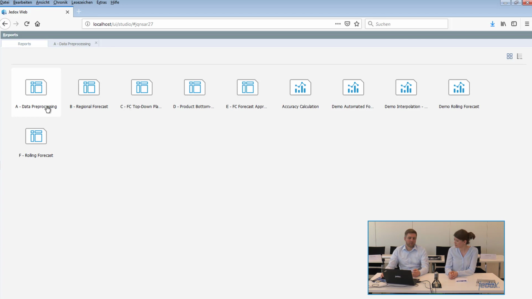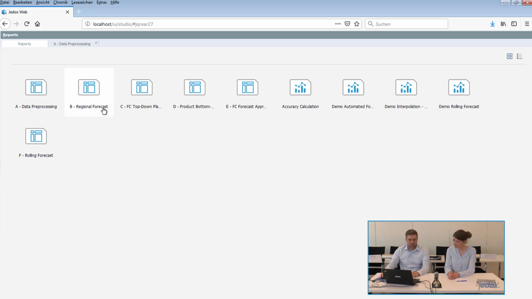Yeah. So we created this as a use case demo. So the whole planning scenario. So first of all, data preprocessing, because this is needed for all the artificial intelligence functions. And then we have a forecast, top-down planning, bottom-up planning, controller view. And we have some example reports, which just demonstrate the usage of the different functions. And then we have a final report, which sums up everything, which has everything in detail in there.